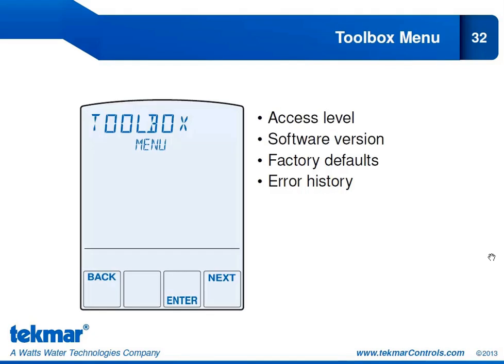Next we have the Toolbox menu, which is a familiar menu for those of you who are familiar with TechMar controls. In this Toolbox menu, you can set your access level. So if you lower the access level, then you can prevent users from changing some of those installer settings. This is also where you can find your software version, where you can load factory defaults, and where you can find the error history. So the last 5 errors will be stored in the error history so that you can see what kinds of errors, if any, your system has experienced.